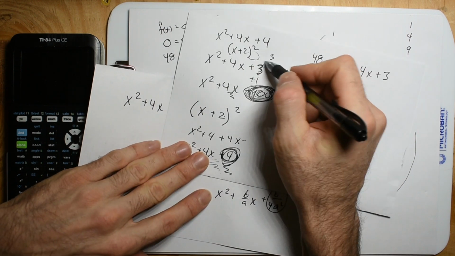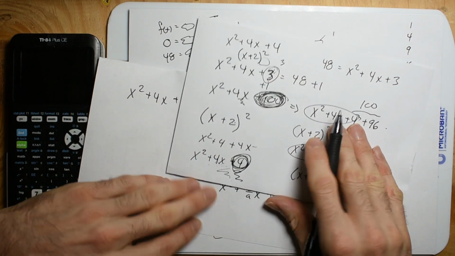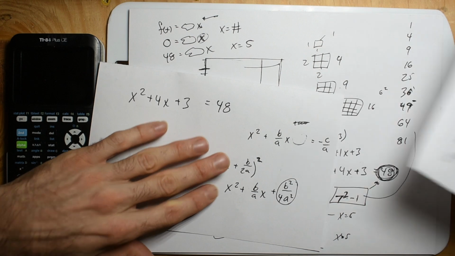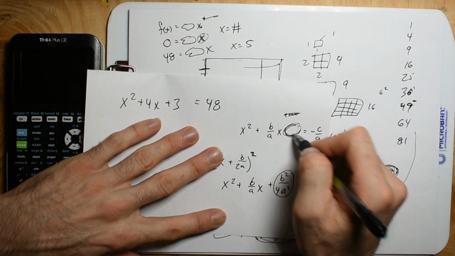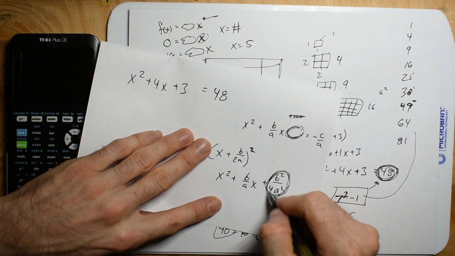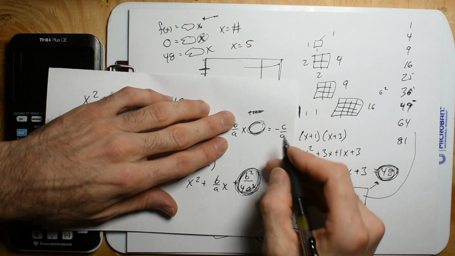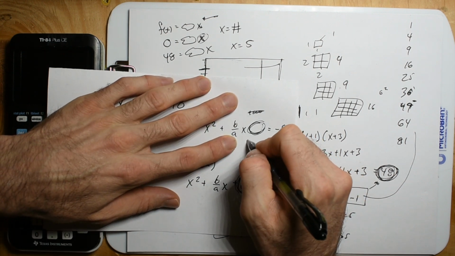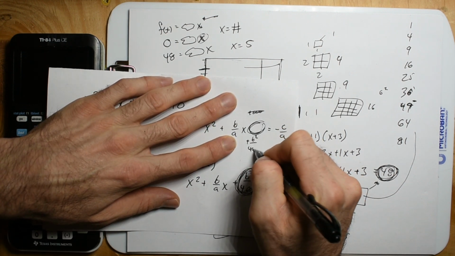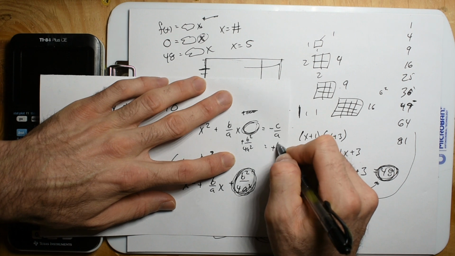You know what I mean? We only had 3 to take away from, and we needed 4. In this situation, we don't have any to take away from, but we needed this. You know what I mean? So if we need this on this side, and we add it to this side, 4a squared, we have to add it to the other side.